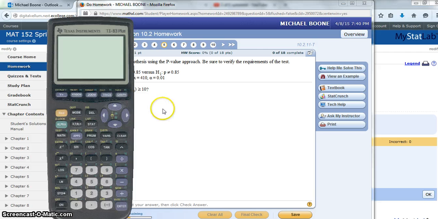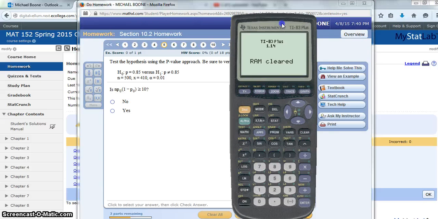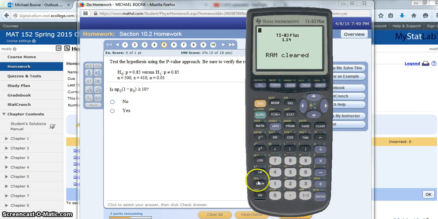So it's n times p times 1 minus p. That has to be greater than or equal to 10. That helps us determine if the distribution is somewhat normal. So we have 500 times 0.85, then times 1 minus 0.85, which is 0.15. And we see that it is greater than 10, so we say yes.